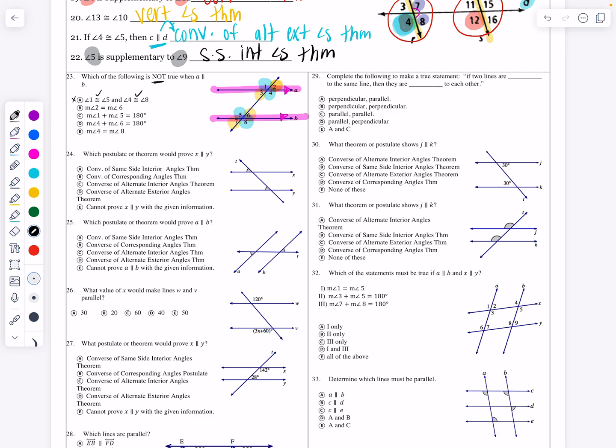All right. Do we know that the measure of angle 2 is equal to the measure of angle 6? We do, because those are both yellows. And so because those are both yellows, those measures are going to be equal.